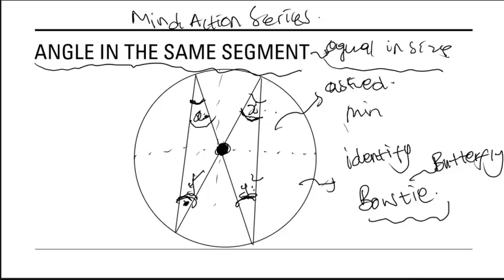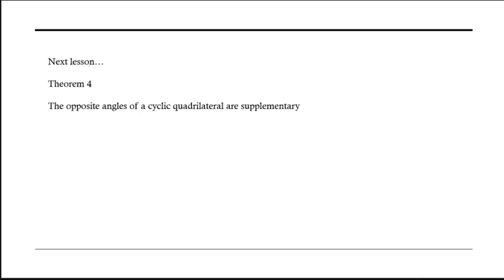Are we okay? So that was it, ladies and gentlemen. In the next lesson, we are going to explore the fourth theorem, which says that the opposite angles of a cyclic quadrilateral are supplementary. I need you to hold on to these keywords. What do we mean by cyclic quadrilateral, and what do we mean by supplementary?